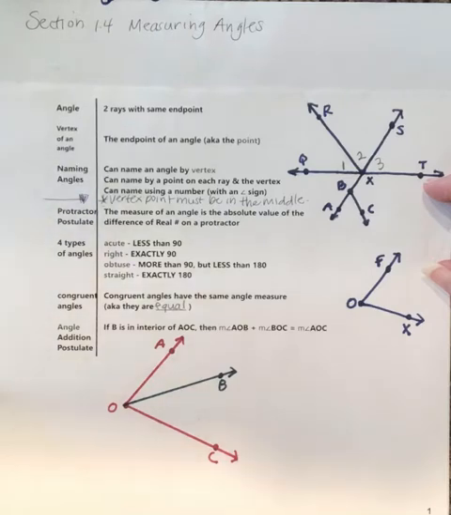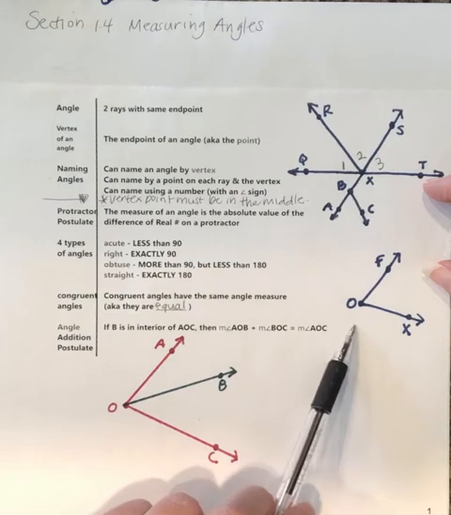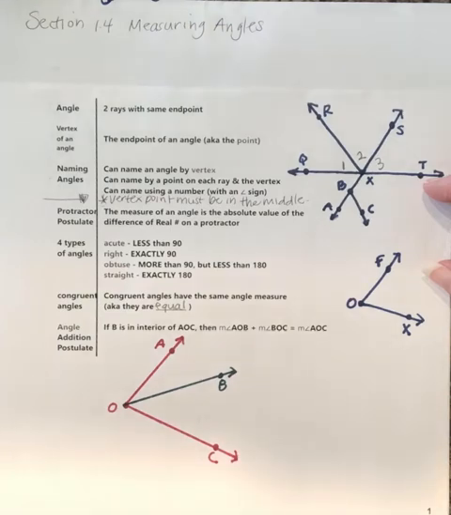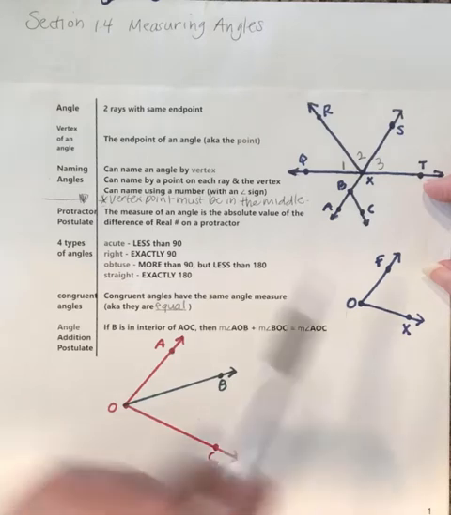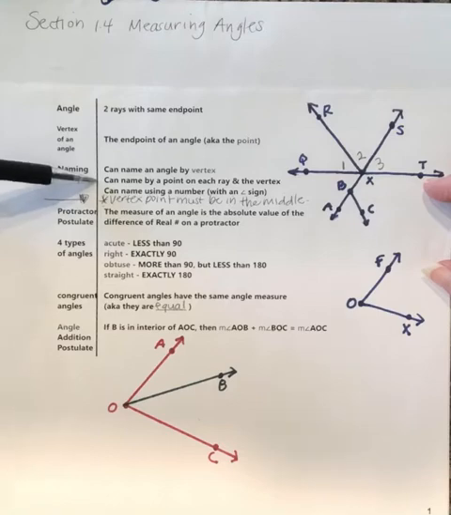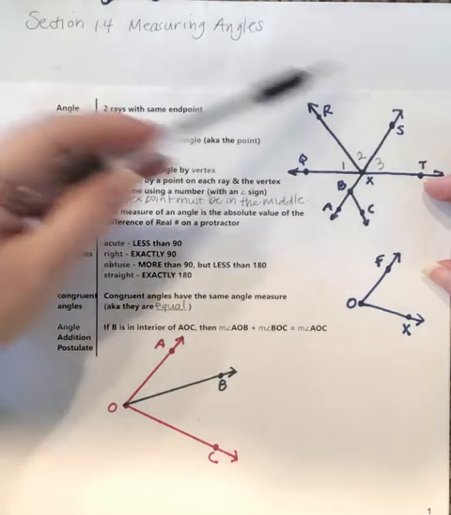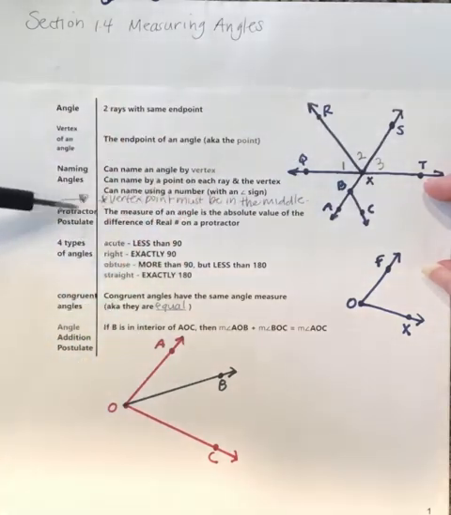You can name an angle by a vertex, but only if it's a very simple angle like this one. I can call this angle O because that is the only angle in this figure that has O as a vertex. I can also name it by a point on each ray and the vertex, and this is what I would have to do in this figure here, remembering that the vertex point must be in the middle.